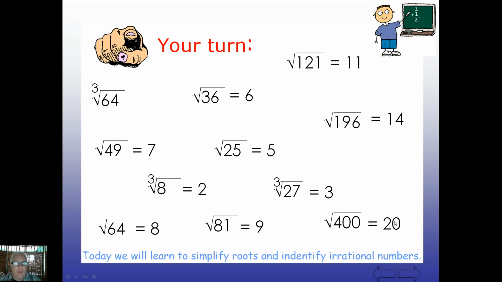Hey, we got one more. Look at that. The cube root of 64. I forgot about that guy. Cube root of 64. Well, we know that 8 times 8 is 64. Can we think of a number times itself 3 times?